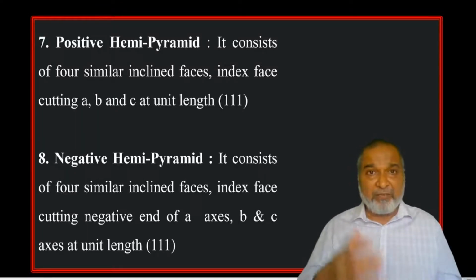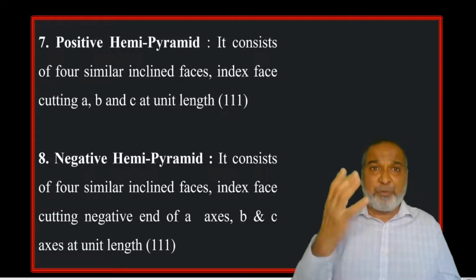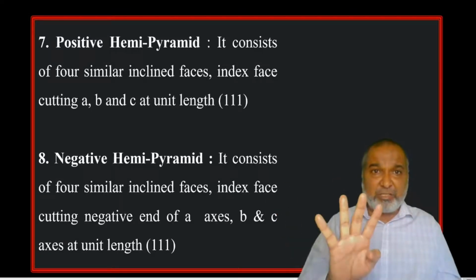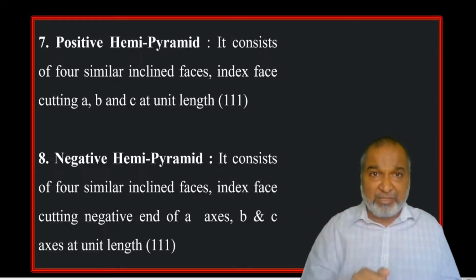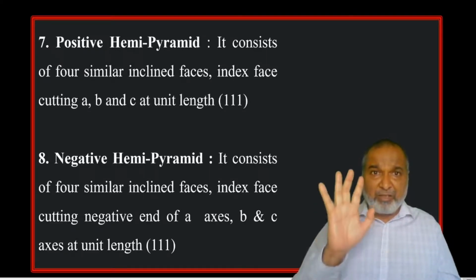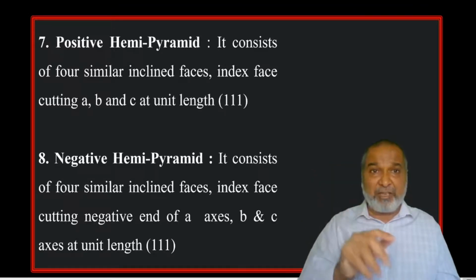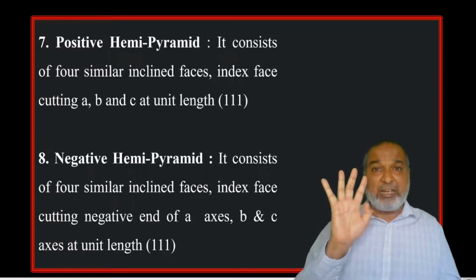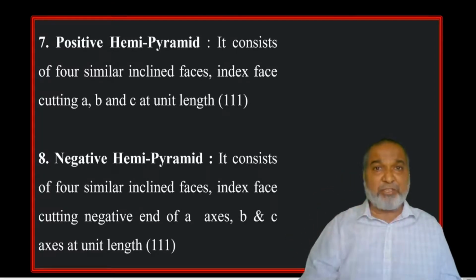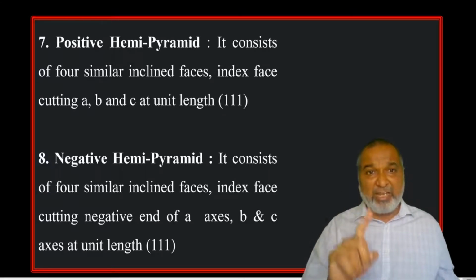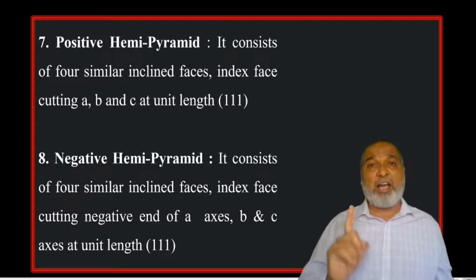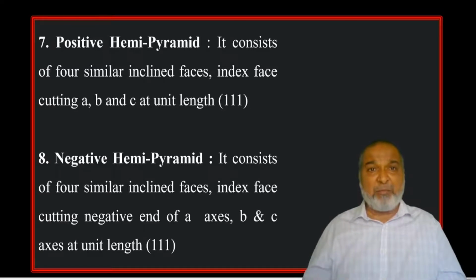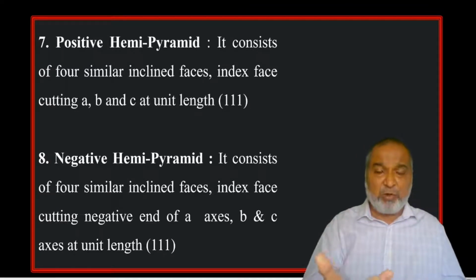That is wrong. When we are defining the pyramid, it should be inclined. You have seen the pyramid now. When you make out a pyramid, the normal definition is 8 inclined faces. When you define the hemi-pyramid, it consists of 4 similar inclined faces. The index face is going to cut all the axes. 1, 1, 1. That will become 1, 1, 1. The A axis is going to cut on the positive side, B on the positive side, and C on the positive side.